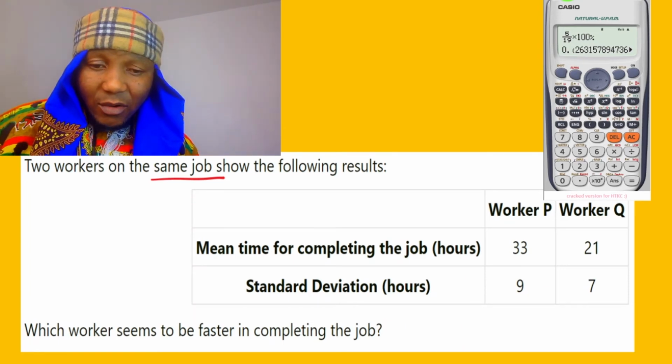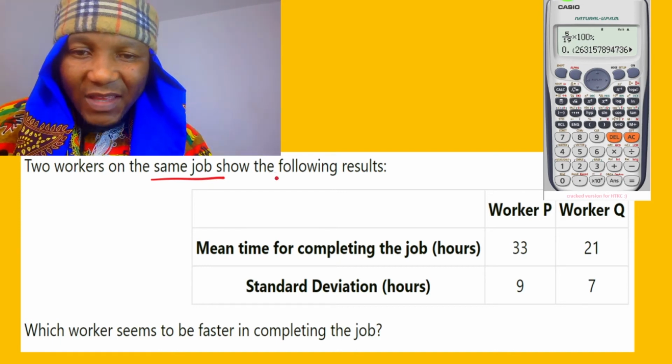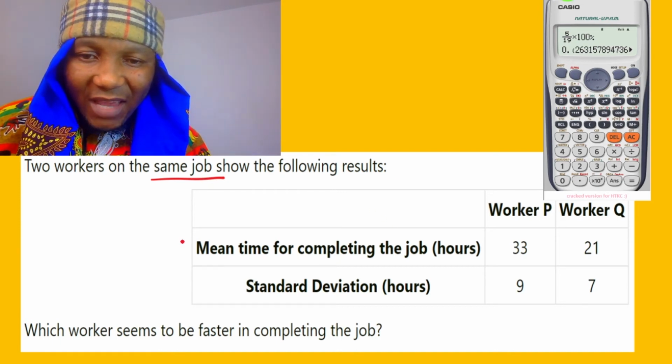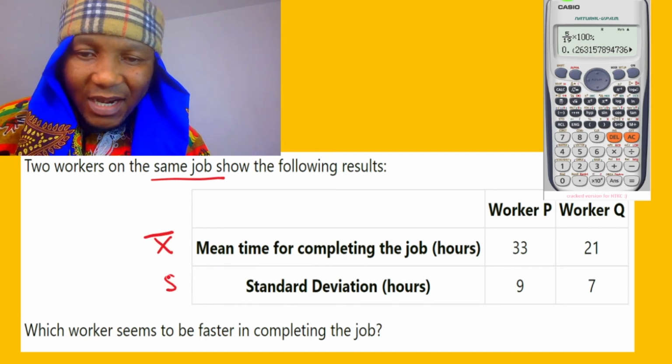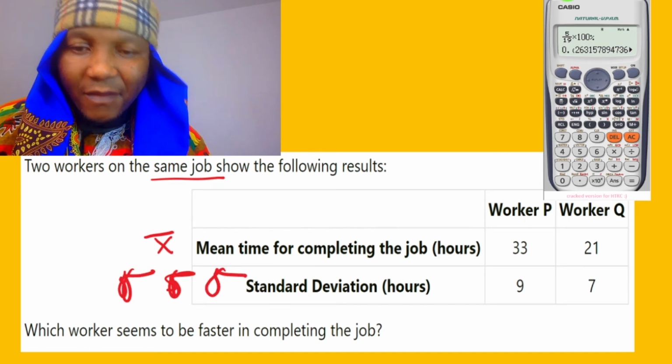Okay, now let's go. Let's say here we have a worker, and this worker does the same job. But what happened? They give us a mean. So this is the mean and this is the standard deviation, which we represent by this sign here. That's the standard deviation.